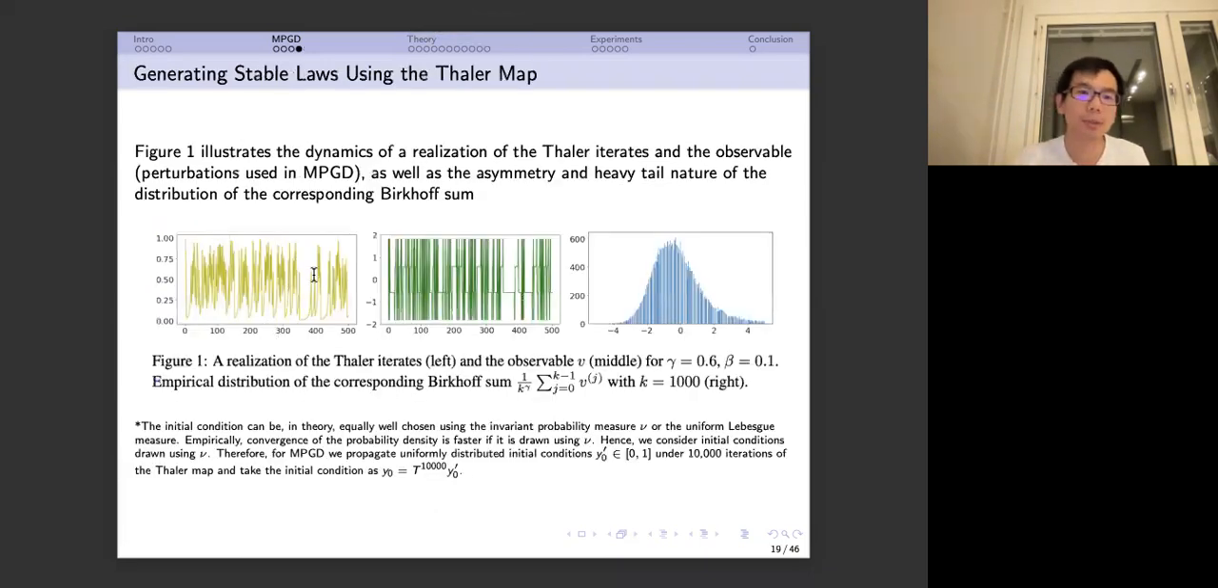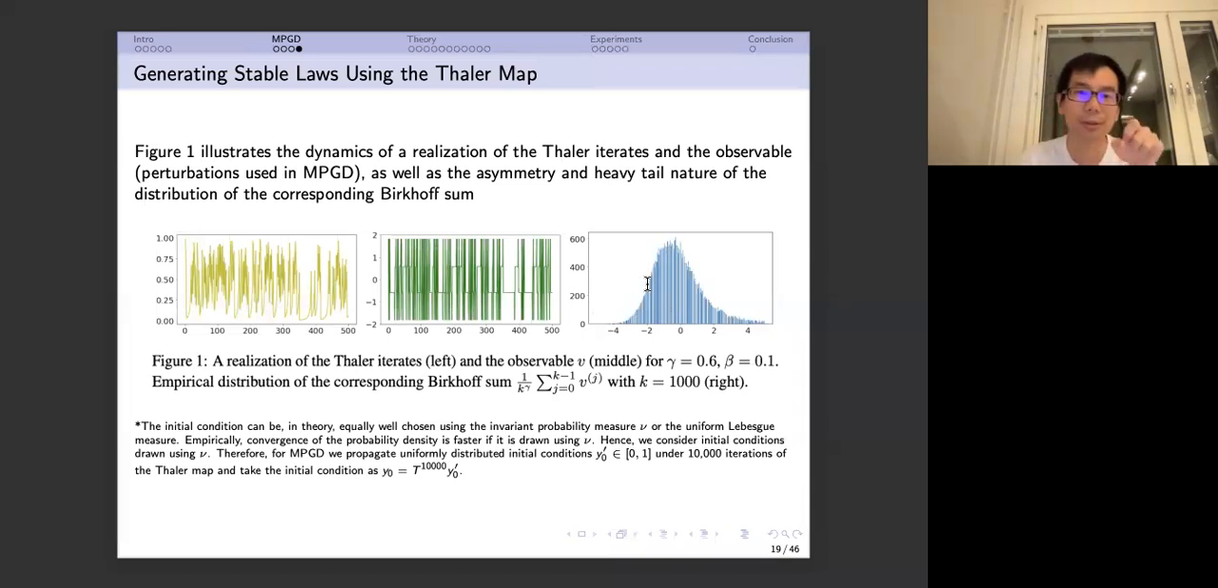So here are some numerical illustrations of what we just discussed. Again, there's a map T here. It's a Taylor map, and if you plot how this map generates the dynamics, it looks like this. So it's chaotic. And then we can also plot how the observable V evolves. It looks like this. And then if we plot the empirical distribution, it looks like this. And as you can see, this indeed has some asymmetry and heavy tail.